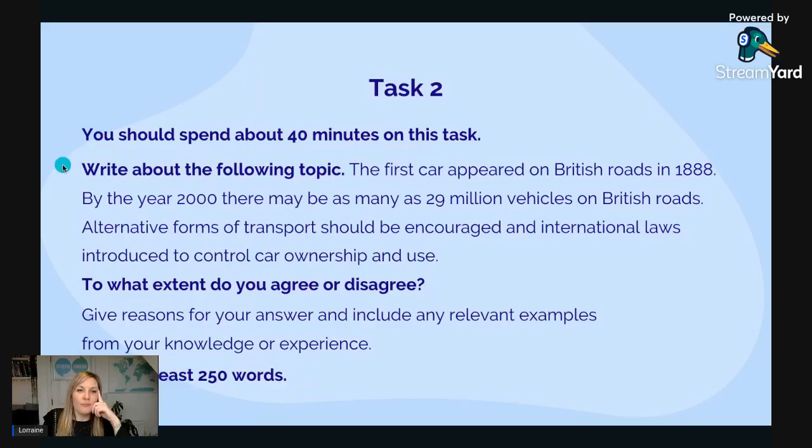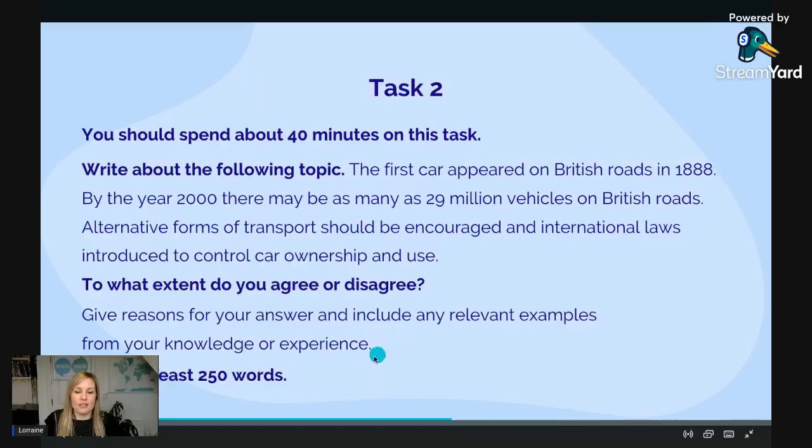So here it's asking, write about the following topic. I've got this from the official IELTS website. The first car appeared on British roads in 1888. By the year 2000, there may be as many as 29 million vehicles on British roads. Alternative forms of transport should be encouraged and international laws introduced to control car ownership and use. To what extent do you agree or disagree? Give reasons for your answer and include any relevant examples from your knowledge or experience. Write at least 250 words.